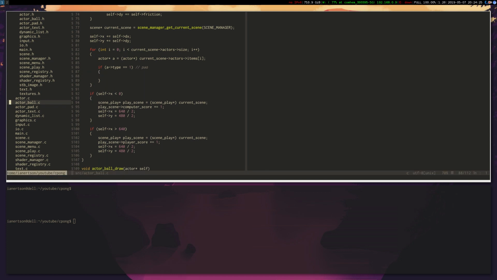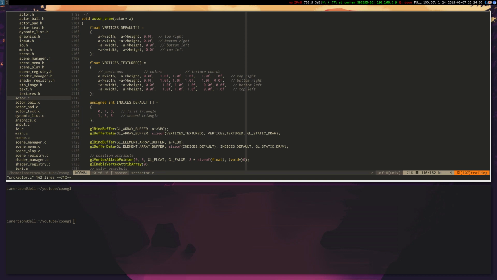So the first thing we want to fix is actually in the actor ball. No, in the actor. So one problem is how we draw stuff. I figured the main issue we had was actually drawing stuff. So it's a really easy fix actually. The origin of our textures when they are drawn is kind of weird. So we're gonna fix that.